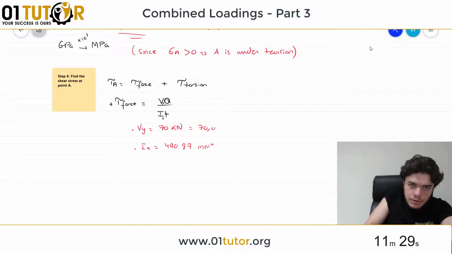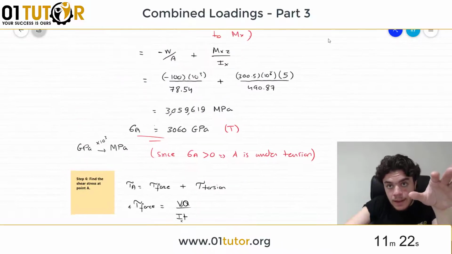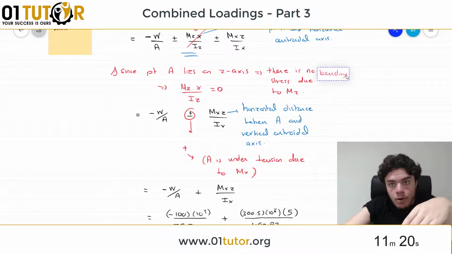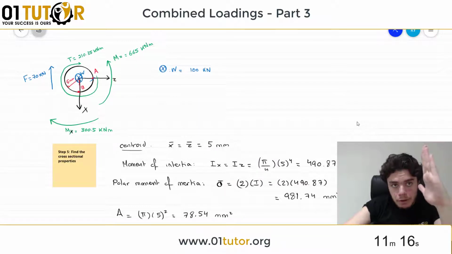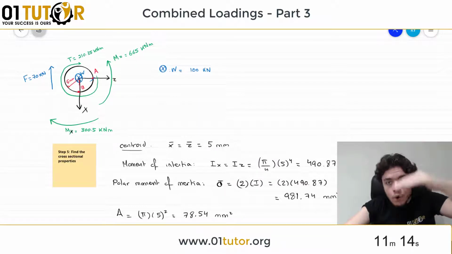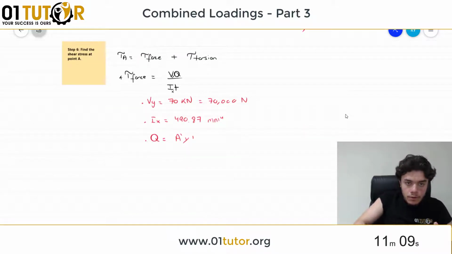So this is 70,000 newtons. Q is A prime, Y prime, where A prime is the area above or below, or to the right or to the left. Since the shear is vertical, A prime is going to be the area above or below the point of interest.